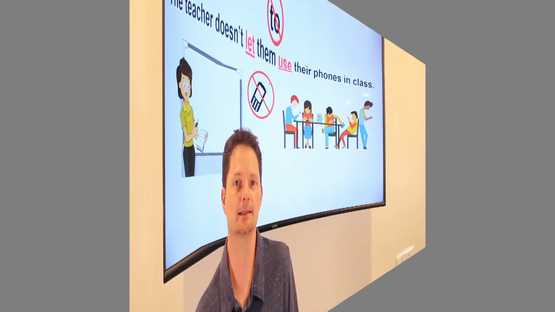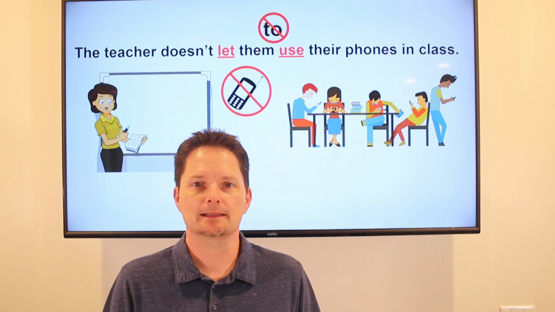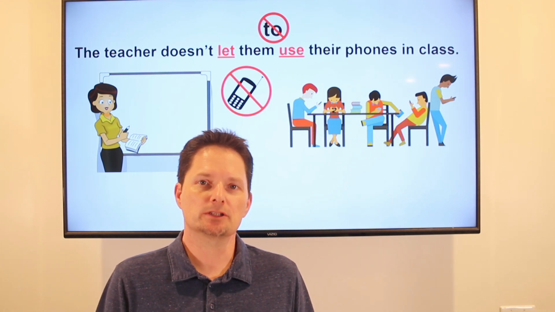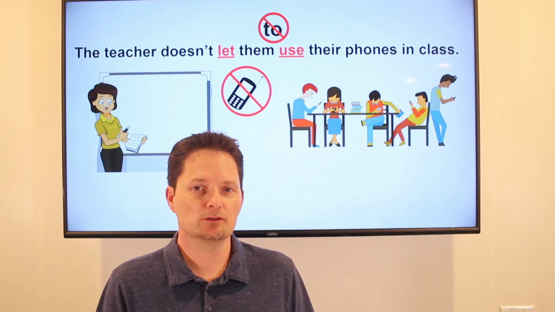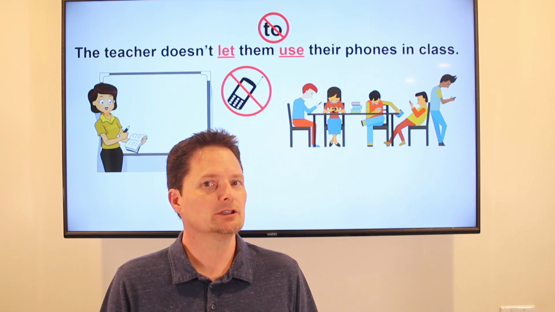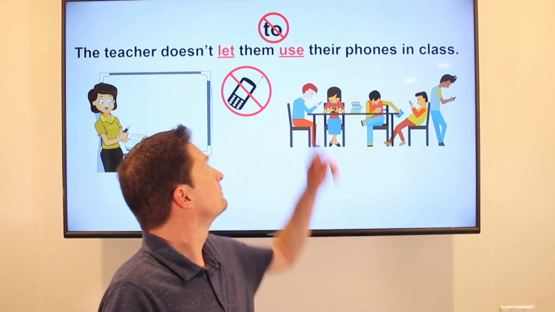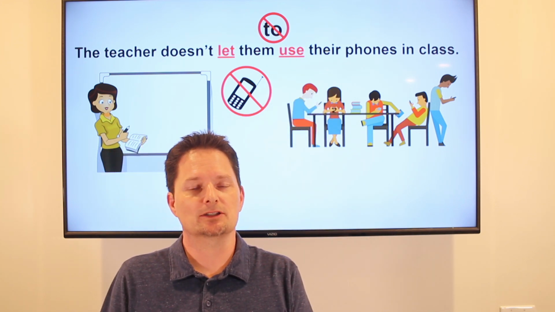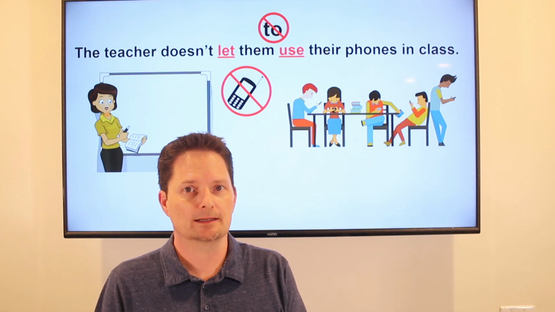Very good. Example: the teacher doesn't let them use their cell phones in class. The teacher is the authority, and she gives permission, or she doesn't give permission, for the students to use their cell phone. In this case, she doesn't give permission. She doesn't let the students use. Remember, no "to use". After let, always use the action with no "to". The teacher doesn't let them use their cell phones in class.